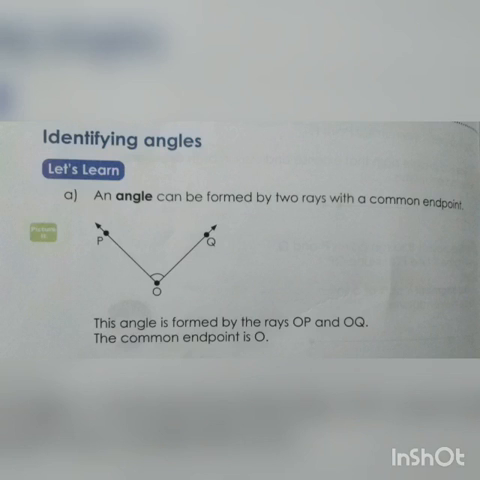Next topic is identifying angles. An angle can be formed by two rays with a common endpoint. To form an angle, we need two rays. We have to connect two rays at a common point. We call the common point the common endpoint, represented as O, and the extended points are represented as P and Q. This angle is formed by the rays OP and OQ. O is the common endpoint.